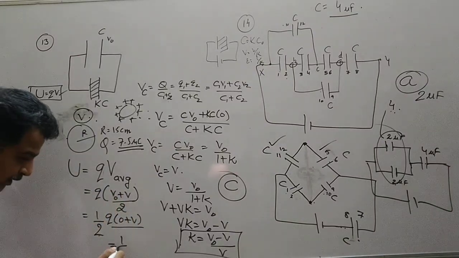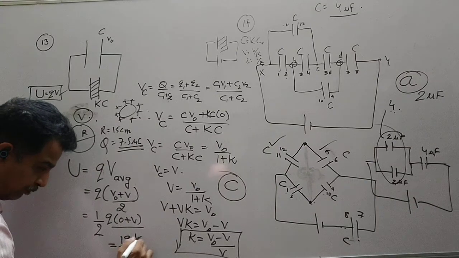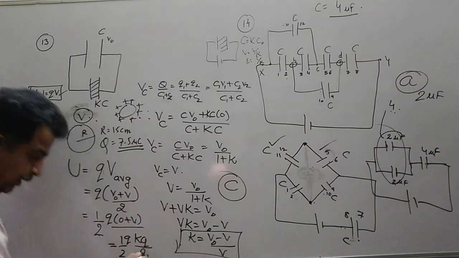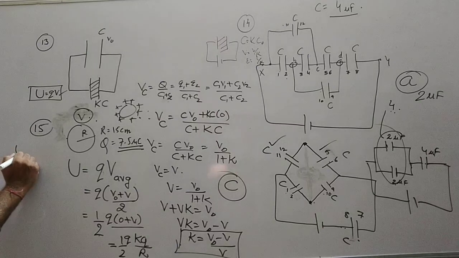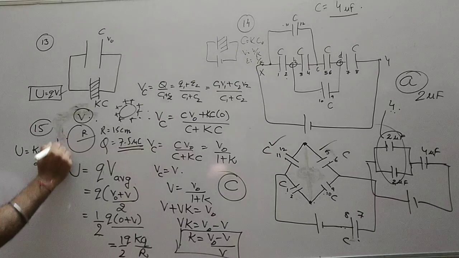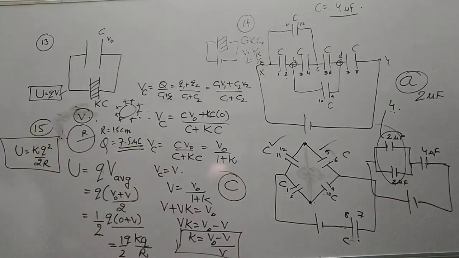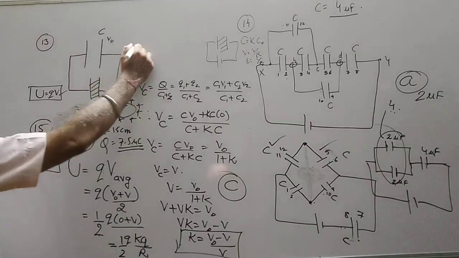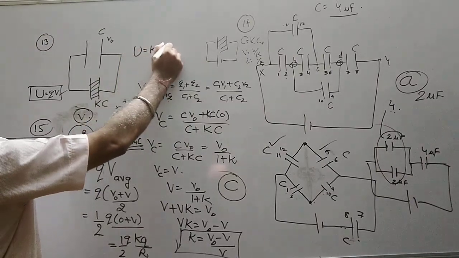Now this can be written as half Q. In the place of V, I can write KQ upon R. So the potential energy formula becomes KQ square by 2R. This is the formula in the case of the charging of a conductor. So you have to keep in mind this concept of Q square. Otherwise, what we used to write for a conductor, we can write directly KQ square upon R.